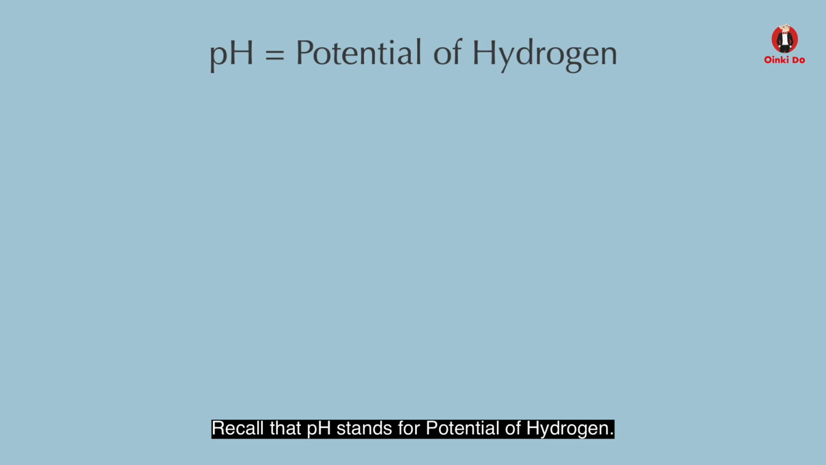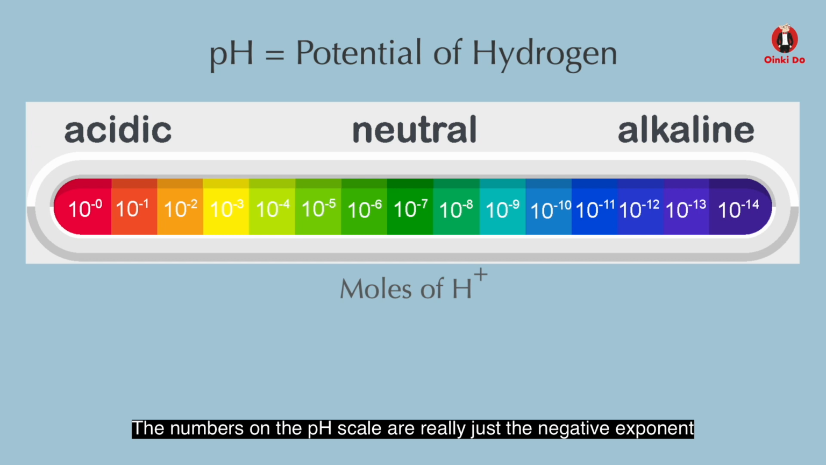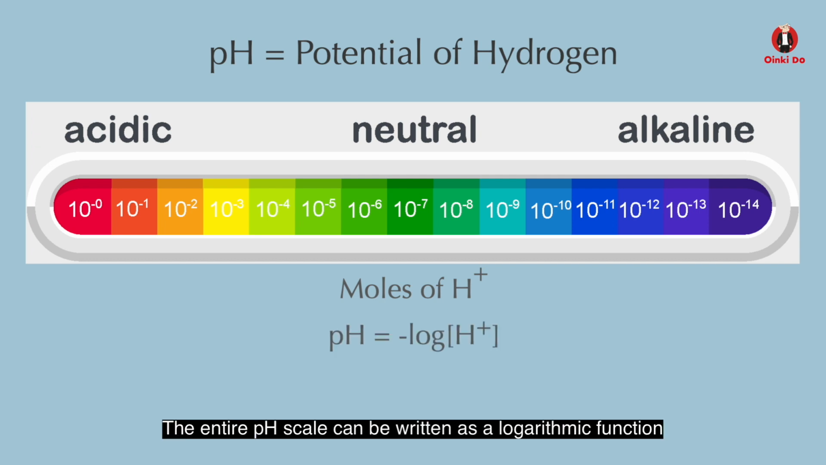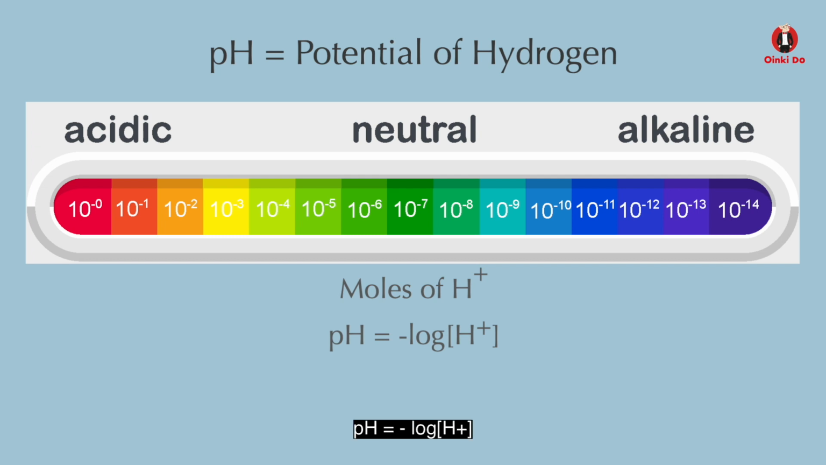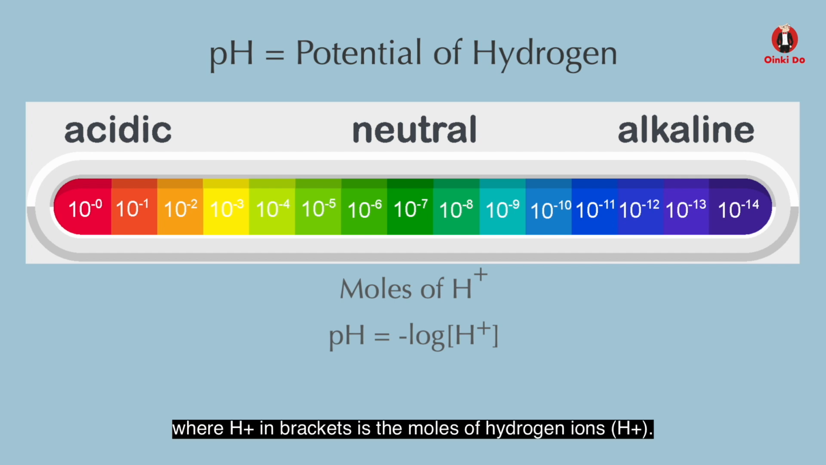Recall that pH stands for potential of hydrogen. The numbers of the pH scale are really just the negative exponent of the number of moles of hydrogen ions H+. The entire pH scale can be written as a logarithmic function, pH equals minus log [H+], where [H+] in brackets is the moles of hydrogen ions. Notice that in scientific notation, 1 is just equal to 10 to the power of 0.